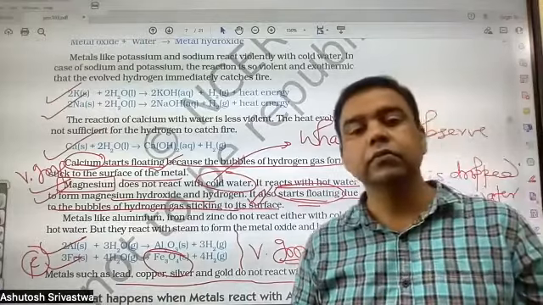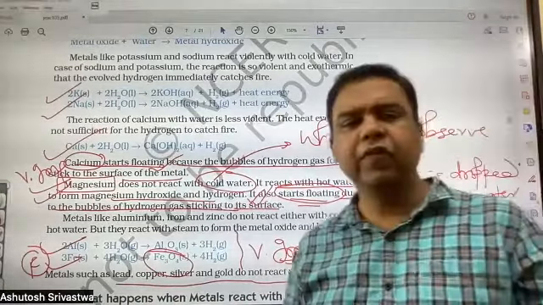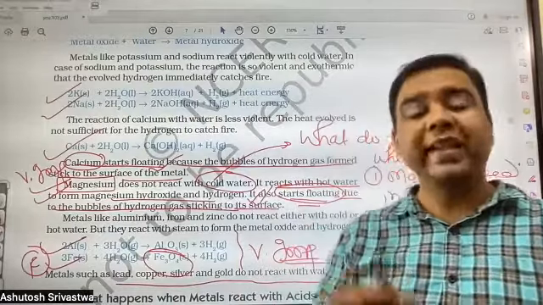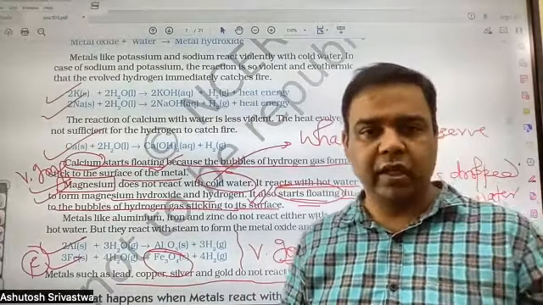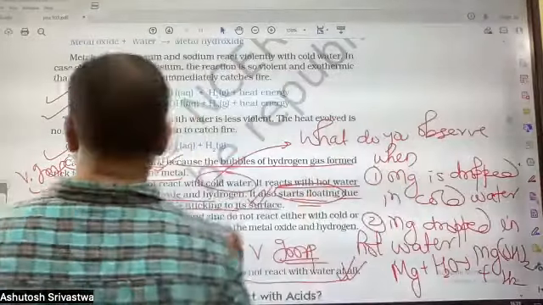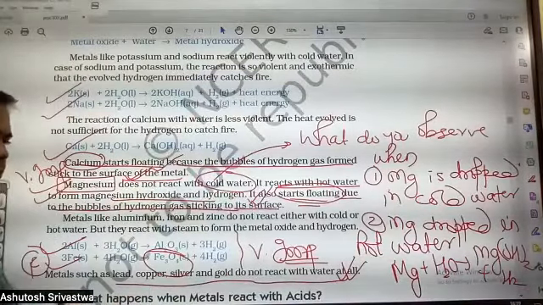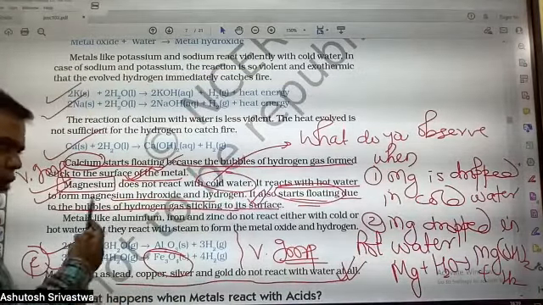Sir, will calcium float in hot water? Yes, it will. If it floats in cold water, because why is it floating? It's not about only the density. It's because of the gas bubbles that are formed and stick to the surface. That is why it is floating. So this thing will happen in hot water also.